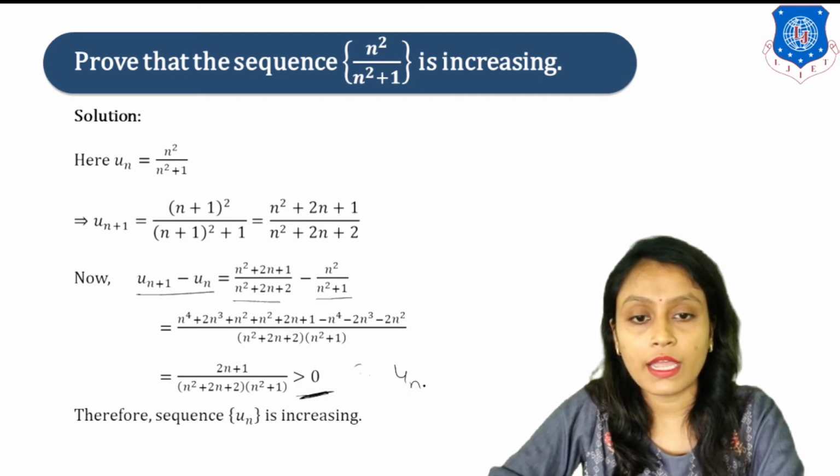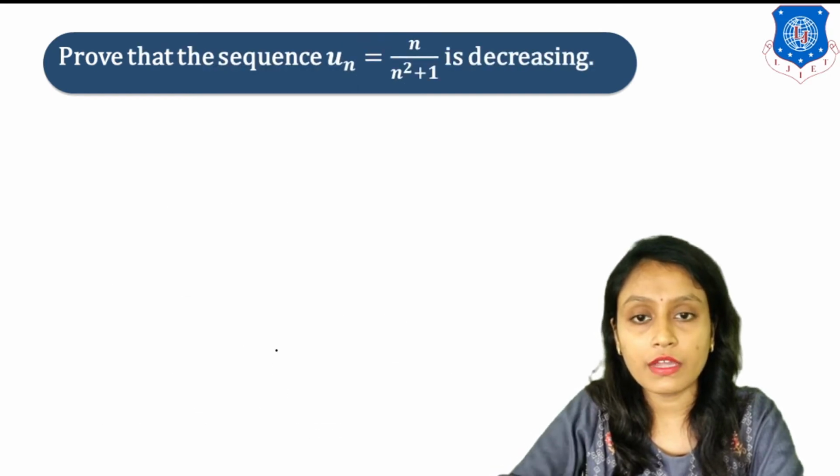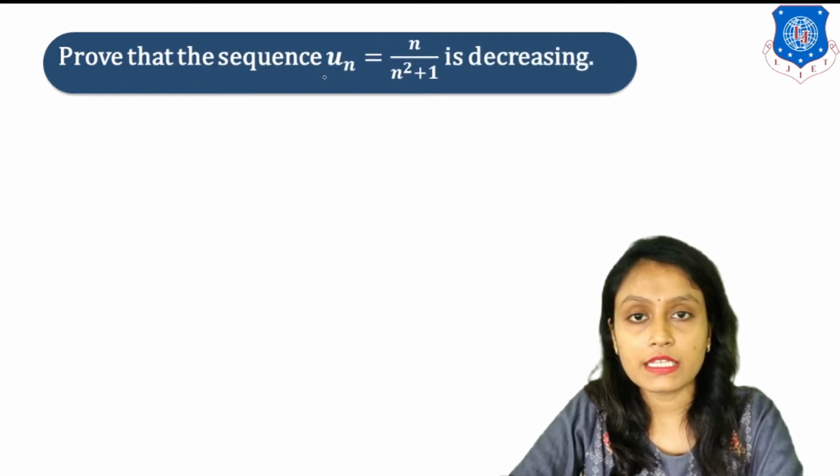Therefore, we have u_{n+1} is greater than u_n, right? So the (n+1)th term is greater than the nth term. Therefore, we can say that this sequence is increasing. Now, one more example. Prove that the sequence u_n = n/(n²+1) is decreasing.